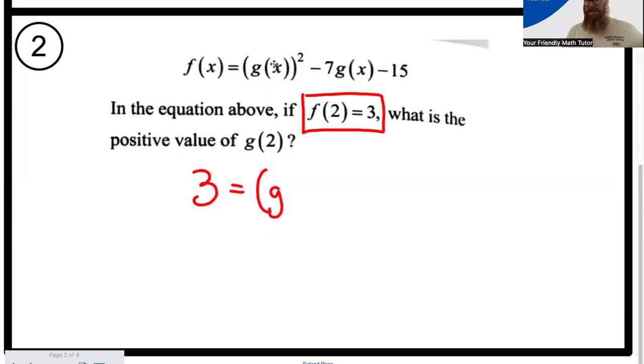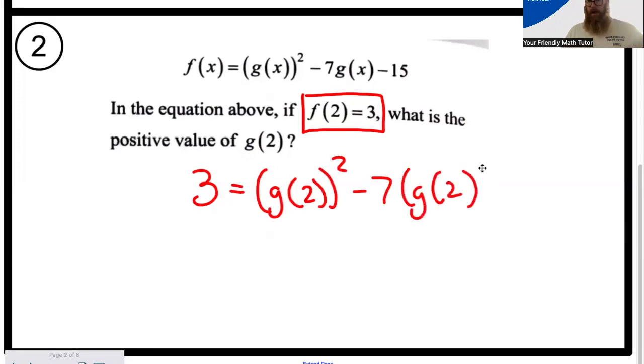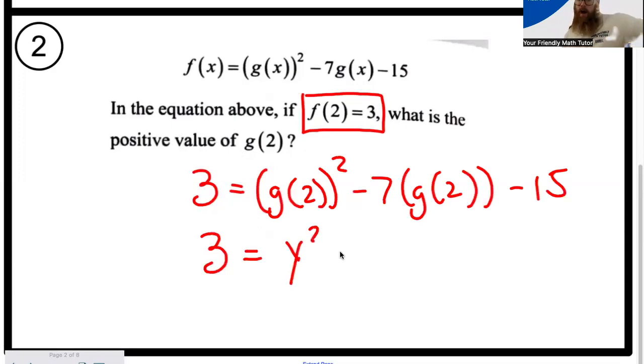And I'm replacing each x with 2. So I have g of 2 squared minus 7 times g of 2 minus 15. And they want the value of g of 2. Well, to make it a little easier, let's just replace g of 2 with something else. I'm not going to use x because we already used x up here. I'm going to use y. So this is like y squared minus 7y minus 15. This is something that should look much more familiar.